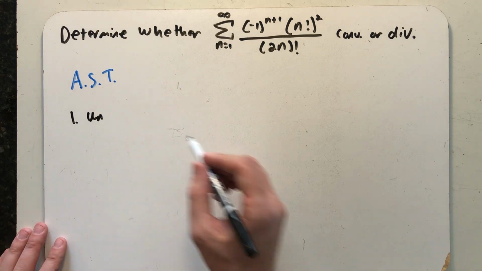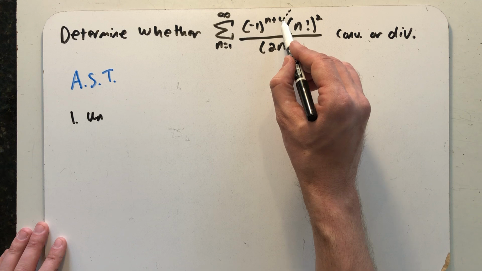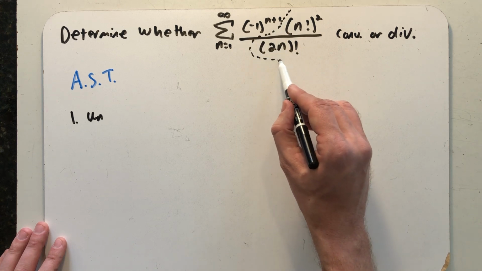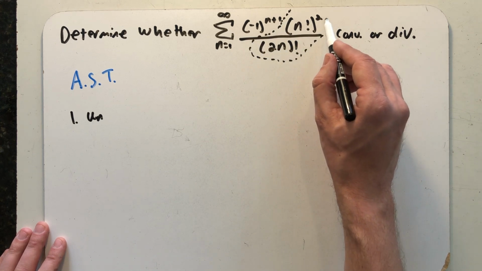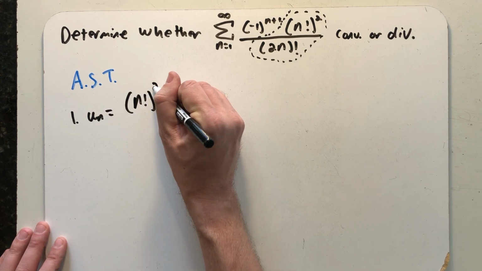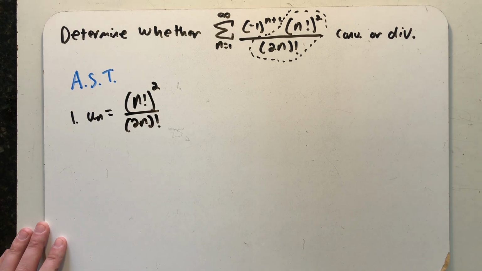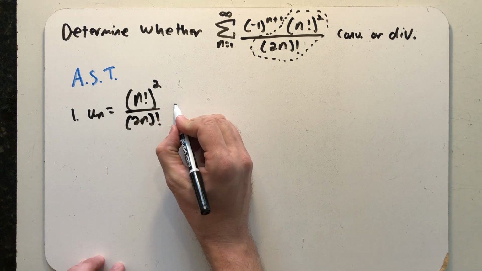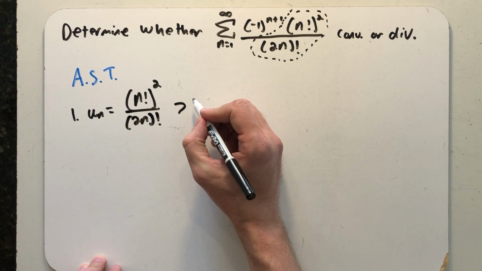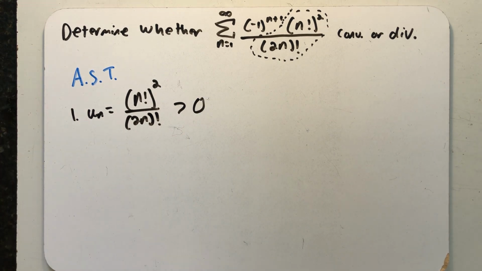The first part of the alternating series test makes me check that the u sub n's are all positive terms. Well, what are the u sub n's? They're the part of the nth term formula where I chop off that minus 1 to the n plus 1. So for us, the u sub n's are n factorial squared all over 2 times n factorial. Well, those are all positive. Factorials are positive. When I square things, I get positive numbers. When I divide two positive things, I get a positive number.